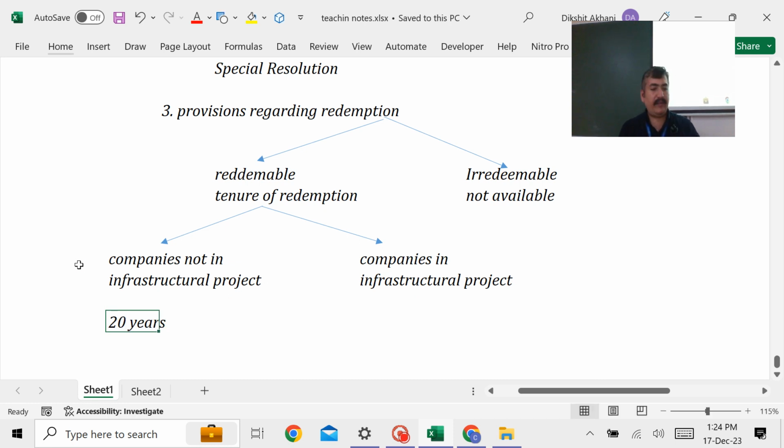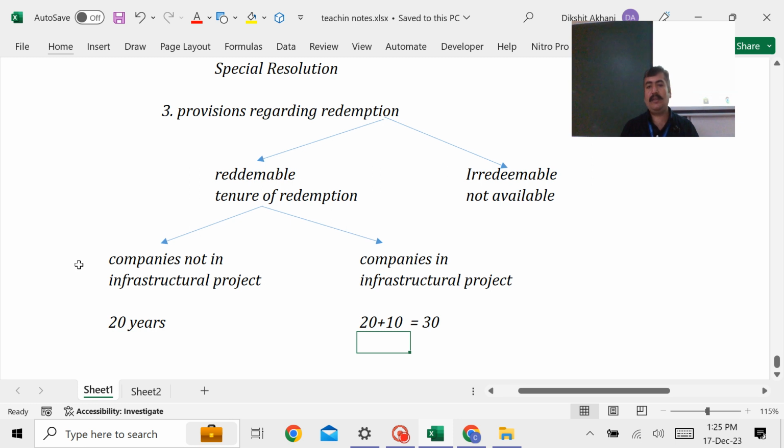And in fact, while passing that special resolution, you have to mention that, ladies and gentlemen, the maximum period is 20 years. That you have to specify there. But what if you are involved in the infrastructural project? Then law says it is 20 plus 10. Purposefully, I have mentioned it is 20 plus 10. It is not exactly 30. Technically, it is coming 30, but calculation wise, this 20 and 10, both the numbers have a certain logical sequence.